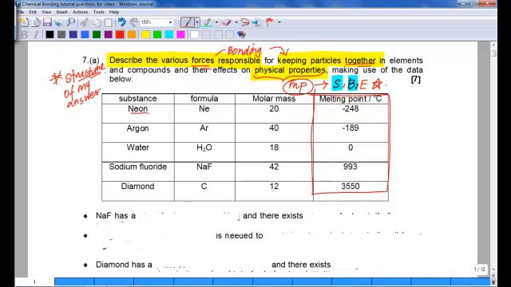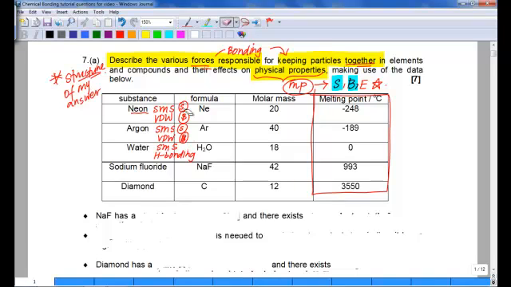So for neon, okay, the structure definitely is SMS. And what about the bonding? It is definitely VDW. Okay, for argon, moving on, argon is also SMS for our structure and bonding is also VDW. Okay, what about for water? Also simple molecular structure, and in this case, it must be hydrogen bonding, that is our bonding between the particles.